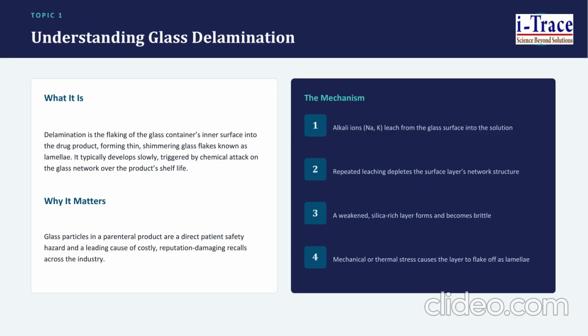Delamination is what happens when the inner surface of a glass container chemically breaks down and sheds thin, shimmering flakes called lamellae directly into the drug product. Here's the mechanism, step by step. First, alkali ions like sodium and potassium leach out of the glass surface into the solution. Second, that repeated leaching depletes the structural network of the surface layer. Third, what's left behind is a weakened, silica-rich layer that becomes brittle over time. And fourth, often months or even years into the product's shelf life, mechanical or thermal stress causes that brittle layer to flake off.